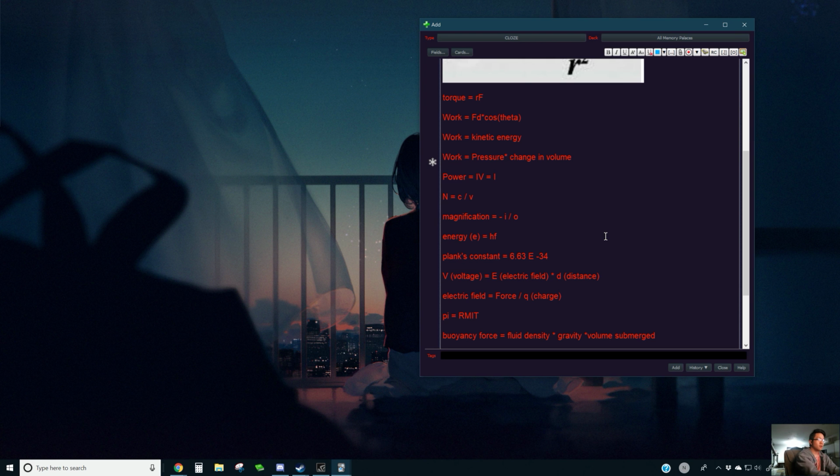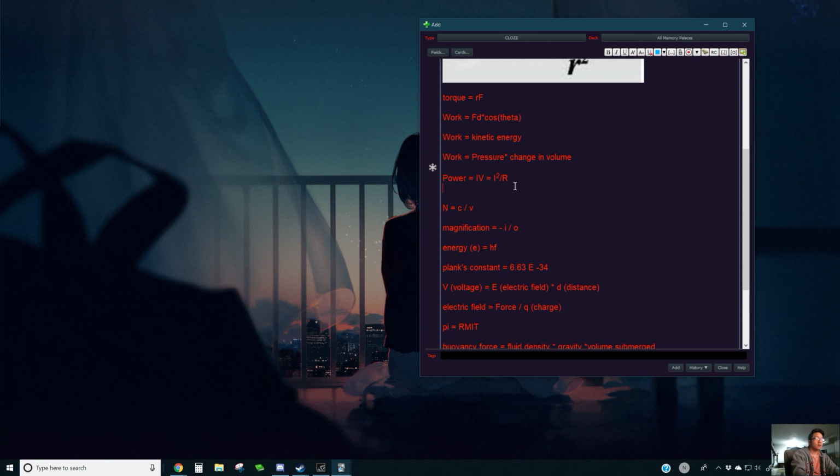Power is equal to IV, also equal to I squared R, is equal to V squared over R. Okay, so I'm a little confused right now because I feel like this is getting smaller and smaller. It's getting really small and I can't undo it. So I'm going to make a new column, a new row.